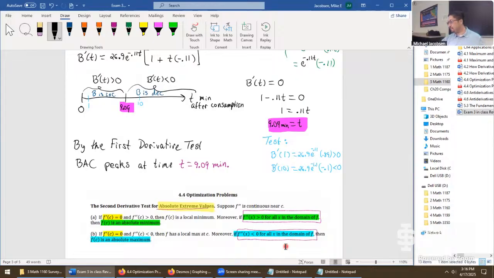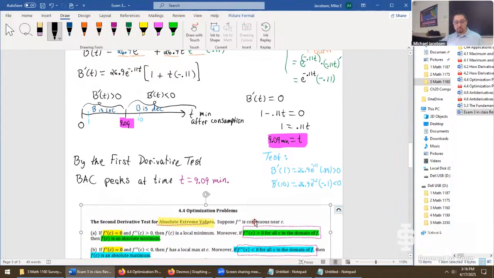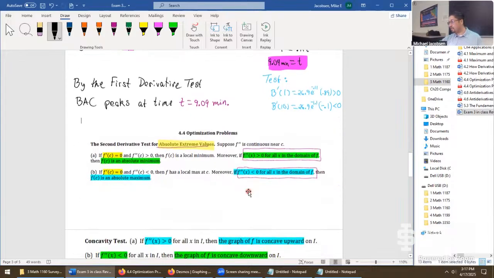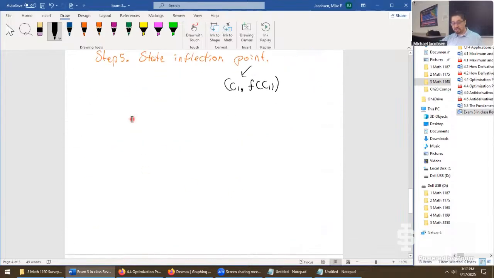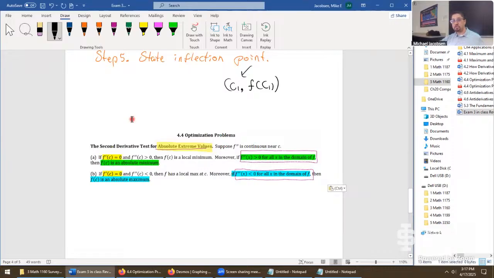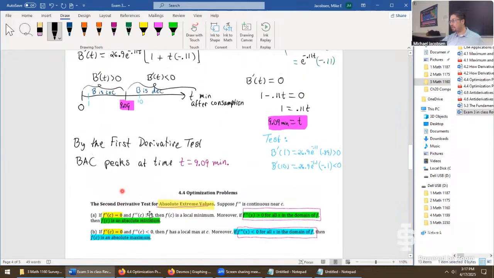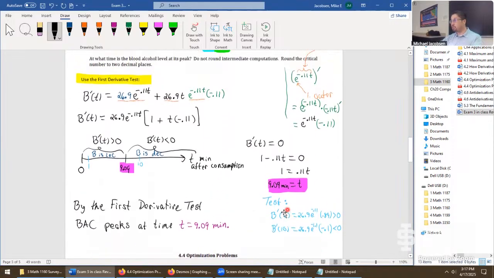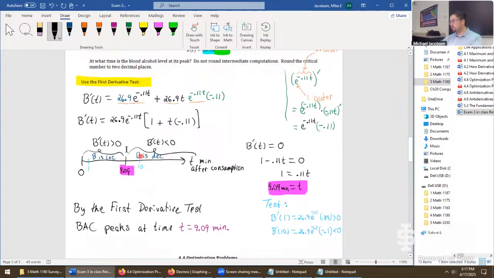Okay, let's attempt it. I'm not too sure if this test will even work on this one. It's not a guarantee that it's going to work. Let's see what we can do with it. So if we're going to attempt the second derivative test, let's pick up on that spot right there.